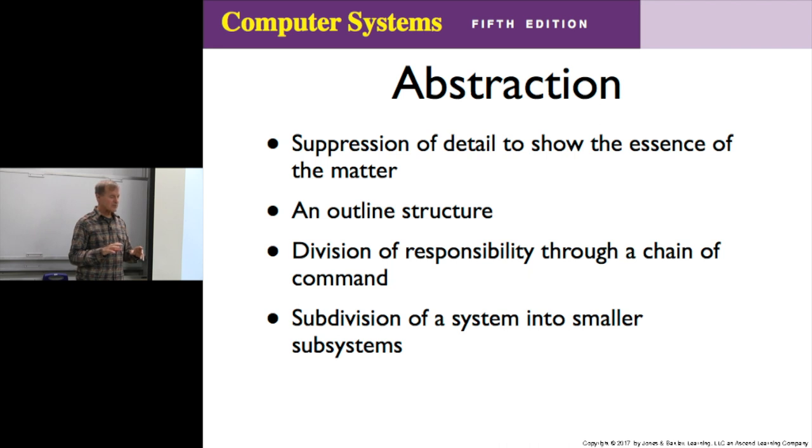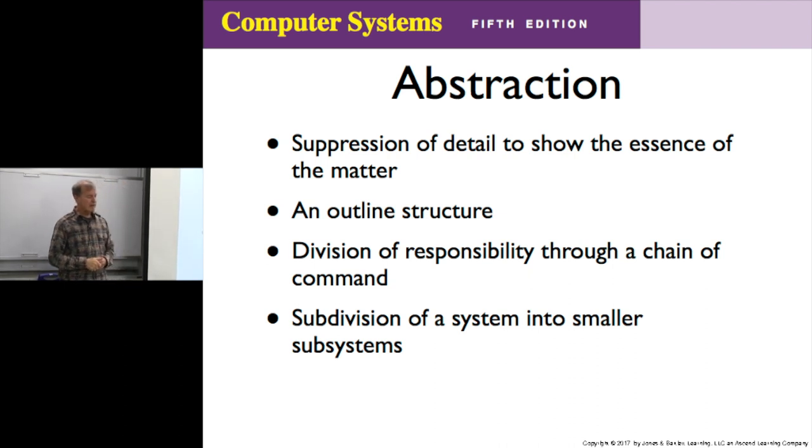Another place that abstraction comes up is in an outline structure. What does your English teacher always tell you to do before you write a paper? Start with the what? Outline, right? And then fill in the details. So an outline structure, division of responsibility through a chain of command. This also has to do with reporting structures in organizations. So the president, or the CEO, is at the highest level of abstraction, and there's a chain of command that goes down from there. And then another manifestation of abstraction is the subdivision of a system into smaller subsystems.